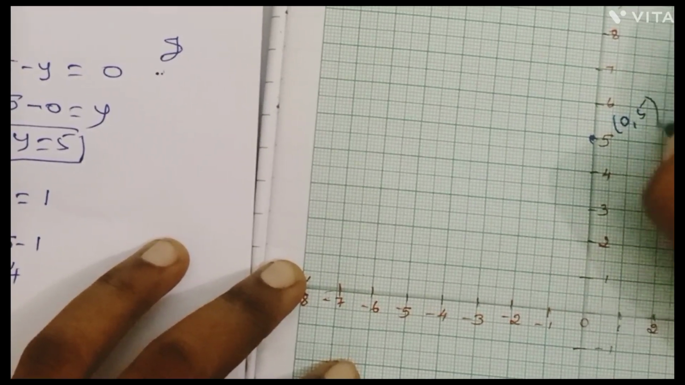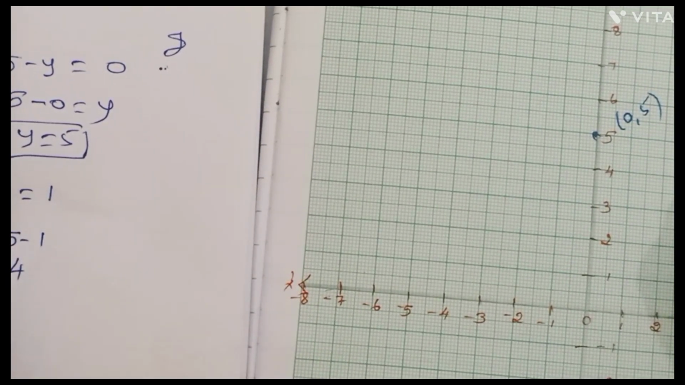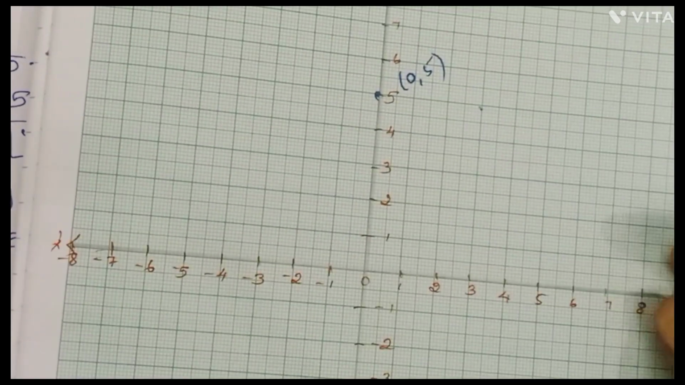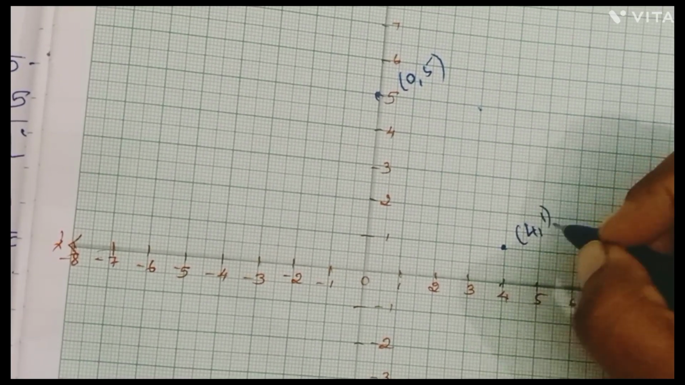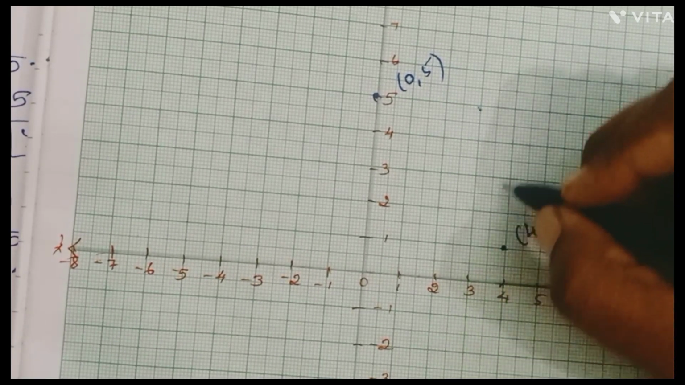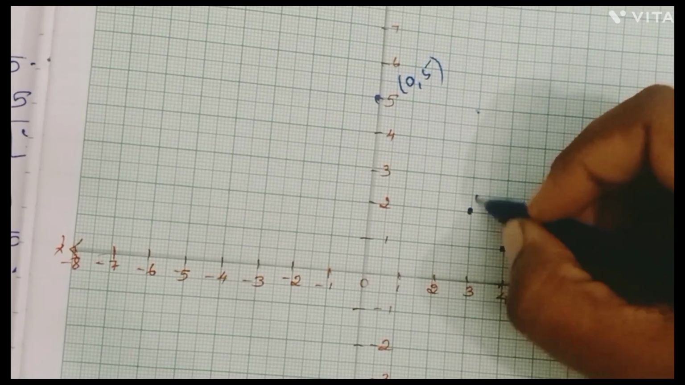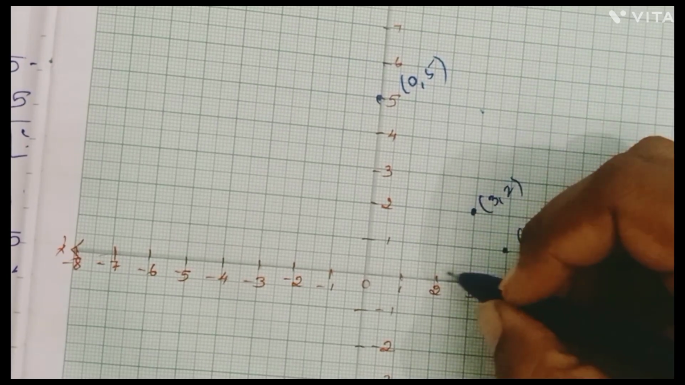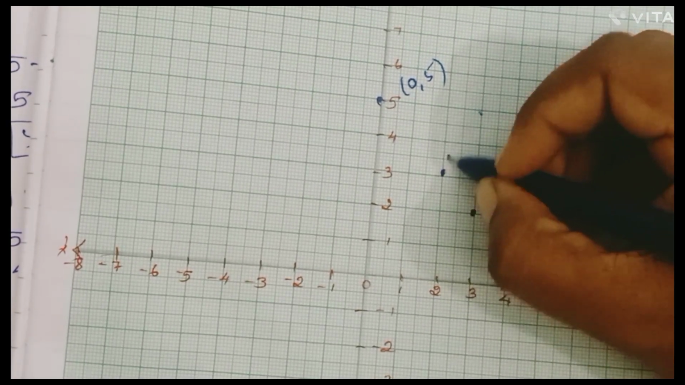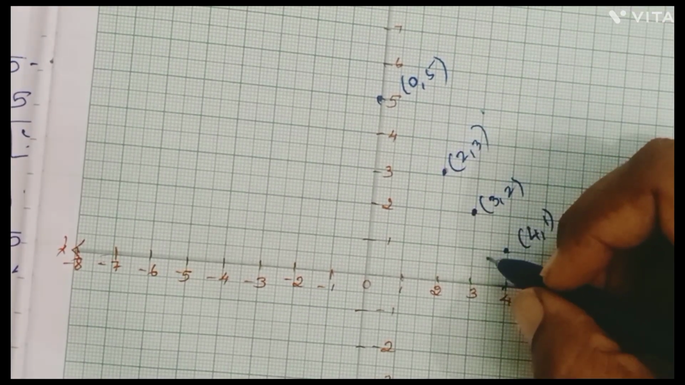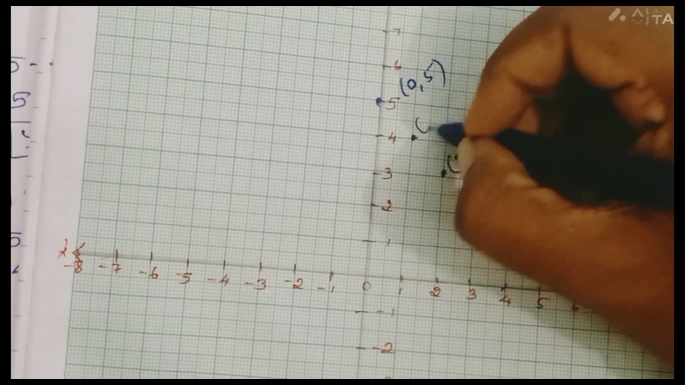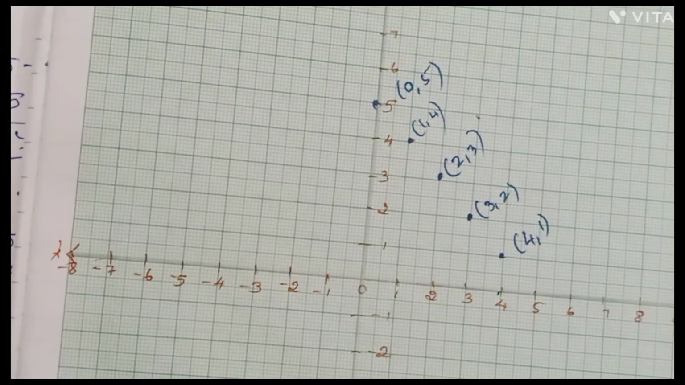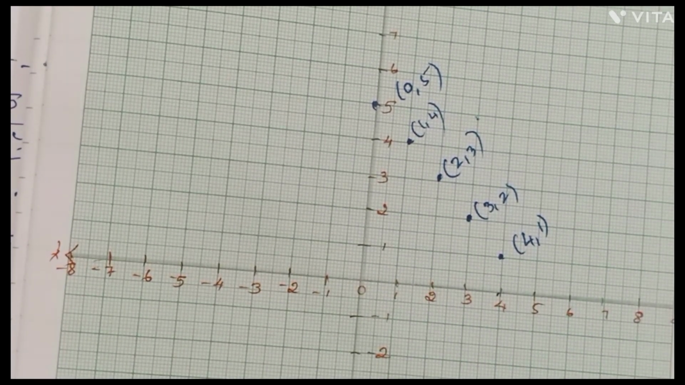Next 4, 1. Then 3, 2. Then 2, 3. Then 1, 4. Now let us join these points to draw the line.